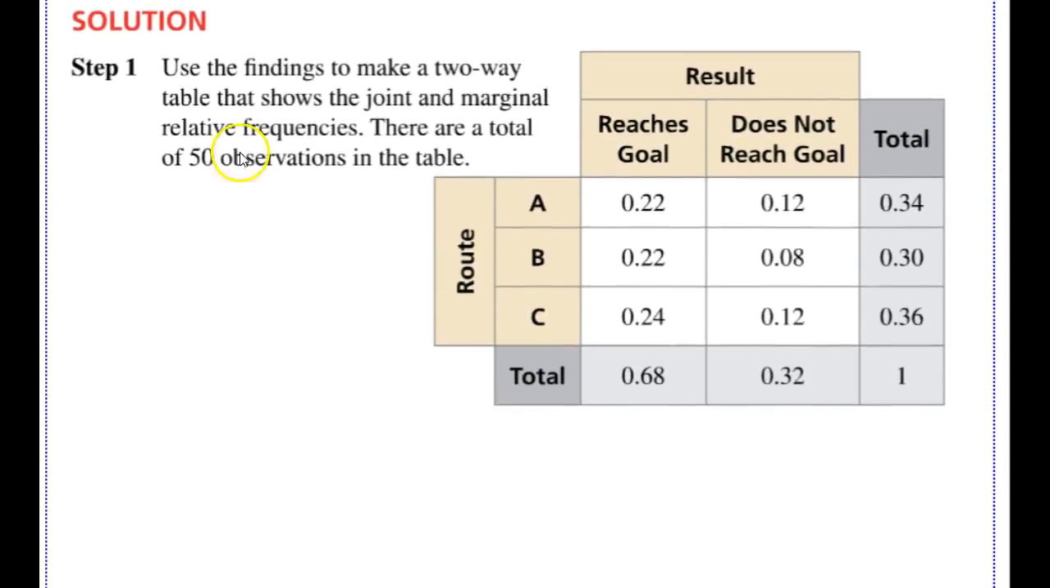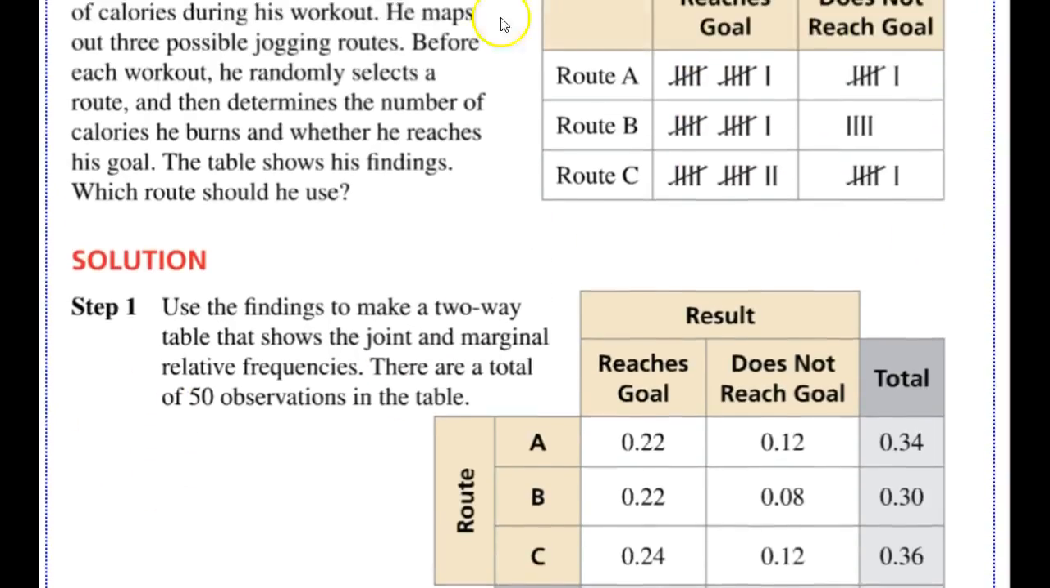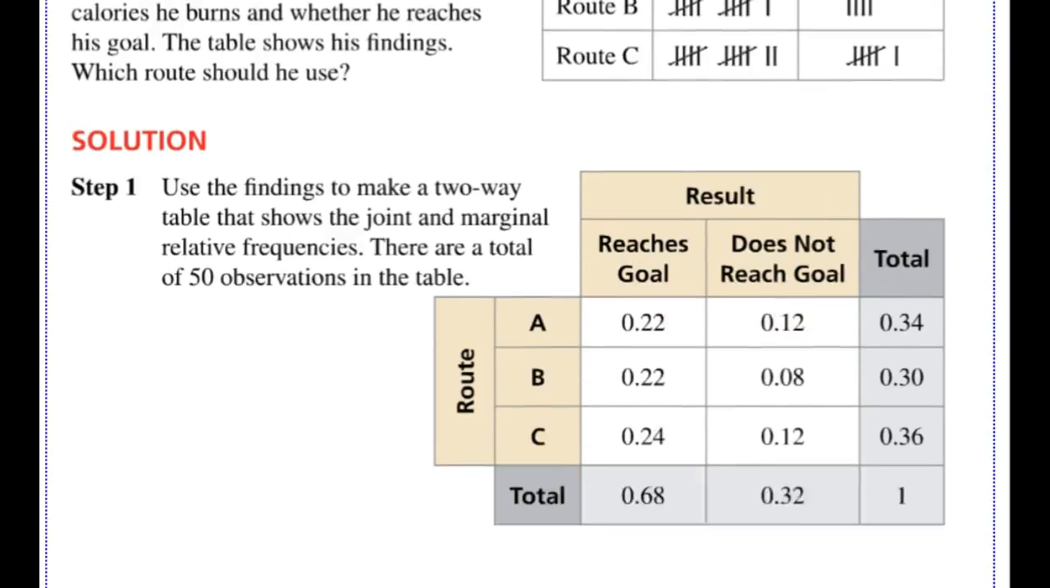And then I look at my joint and marginal relative frequencies, right? So again, I divide my number that reaches from route A that reached my goal by the total number of times I did the workout to get each of these. Then I just add going across my rows, and I add going down my columns for my total of 1. So there are a total of 50 observations in the table. And I know that if I add all of my data up here, I would get a total of 50. So I can just divide my 11 here by 50, 11 by 50, that's where these two numbers are the same. Then I have 6 divided by 50, which gives me all of these numbers here. So I can continue doing that.